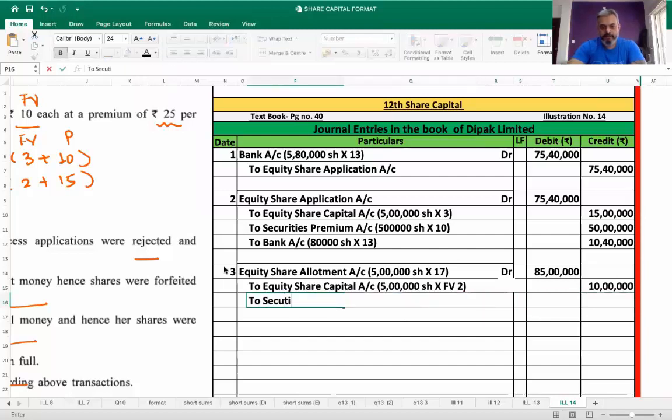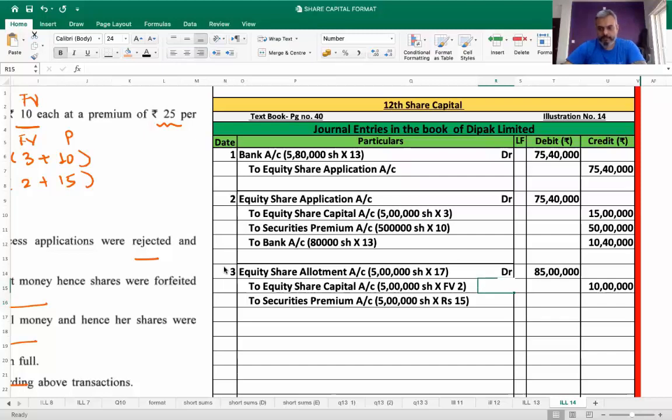to securities premium account, 5 lakh shares into rupees 15 per share. So 75 lakhs. Equity share allotment account debit to equity share capital with the face value 10 lakh and to securities premium 75 lakh.